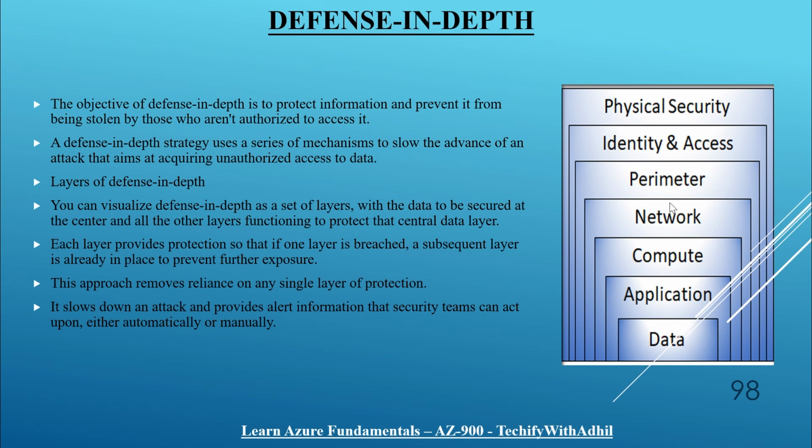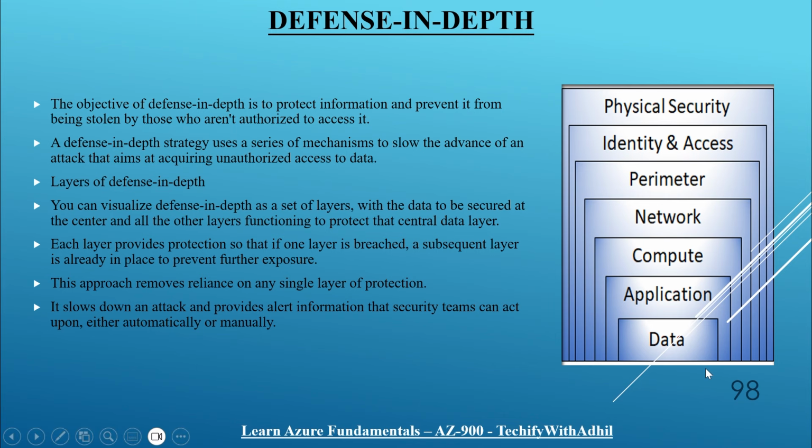He has to cross the physical layer, physical security, maybe a security person or agent. Then he has to clear his identity and access. Then he has to clear the perimeter. Then he has to get into the network, then into the computing layer, then gain access to the application. Only then will he be able to access the data. Once he breaches any of these layers, there will be an alarm already. So before he is able to breach all the other layers to reach the data, maybe the security team can take action.